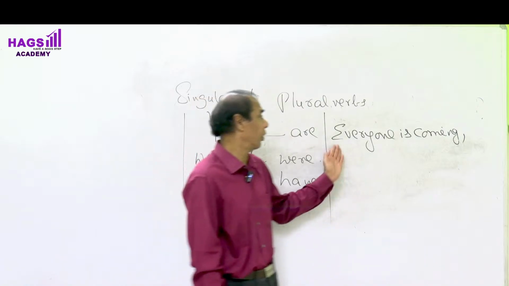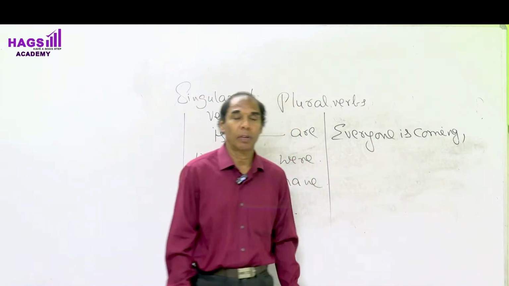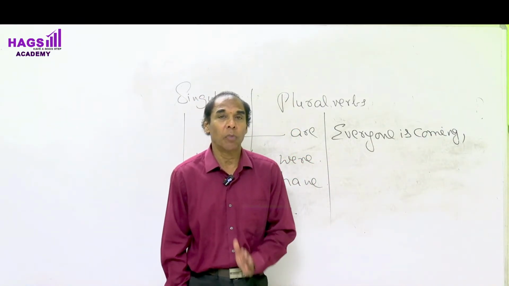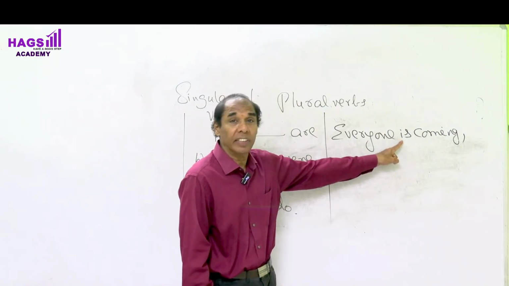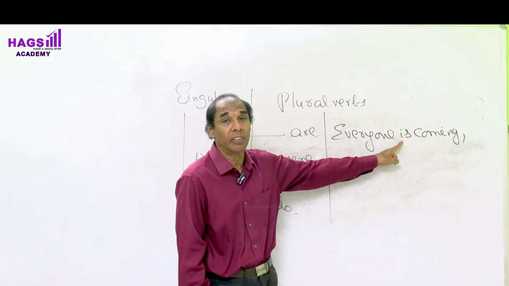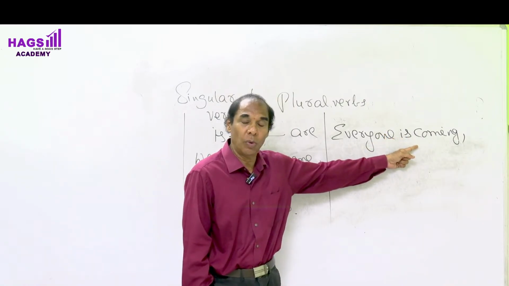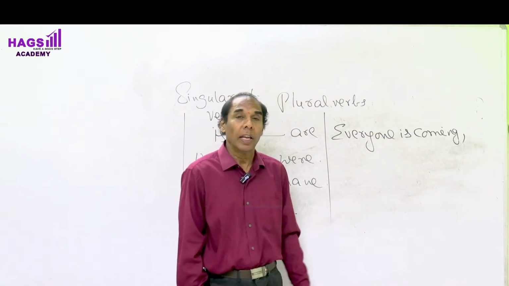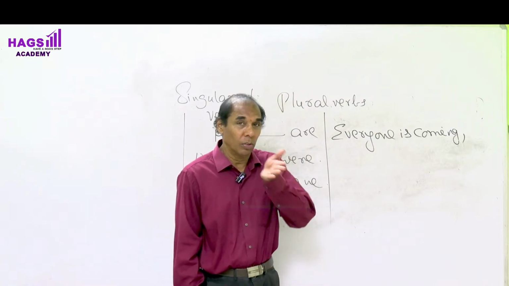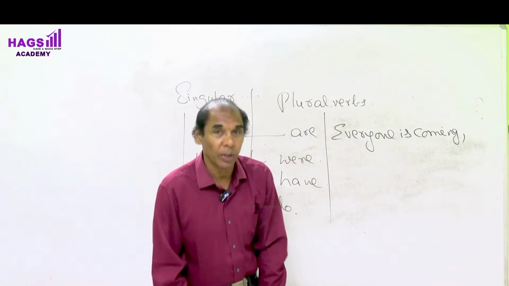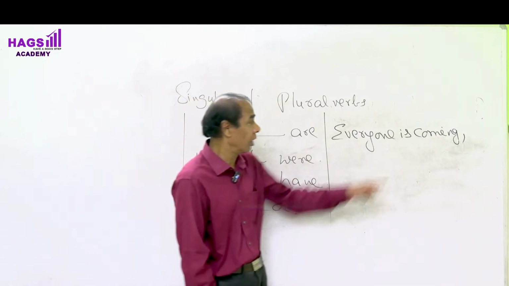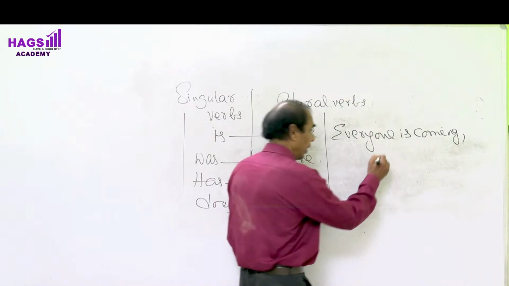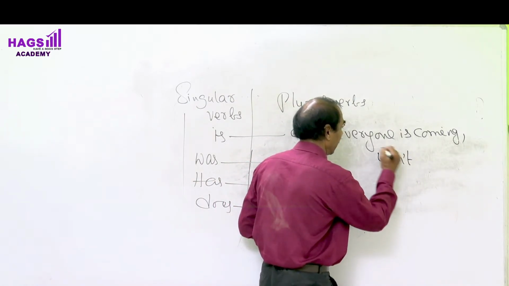So see, everyone is coming. Now we want question tag. If you want question tag, first what you have to do? Identify the sentence. What kind of sentence is this? This is positive. If the sentence is positive, question tag must be negative. Negative means put not after the special verb. What is the special verb here? Is. Is plus not. Isn't it.